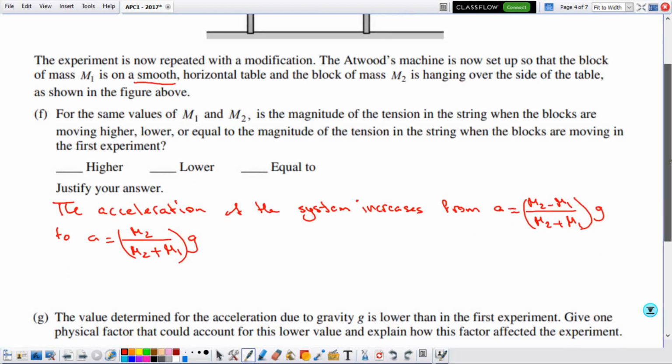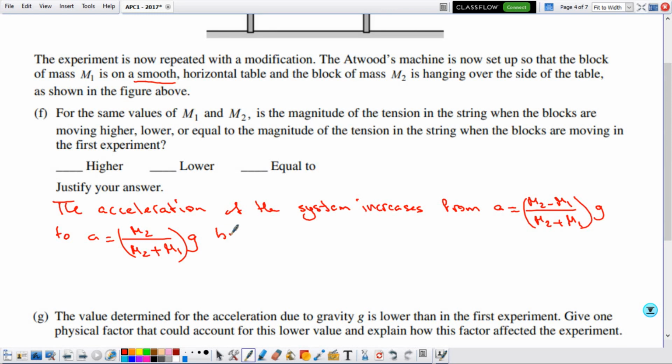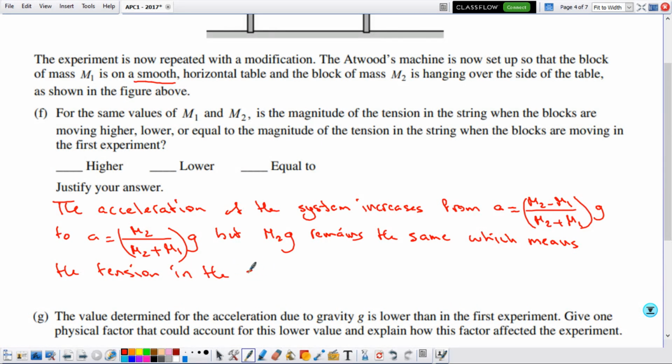For this reason, we will say, but m2g remains the same, which means the tension in the string decreases compared to the previous experiment.